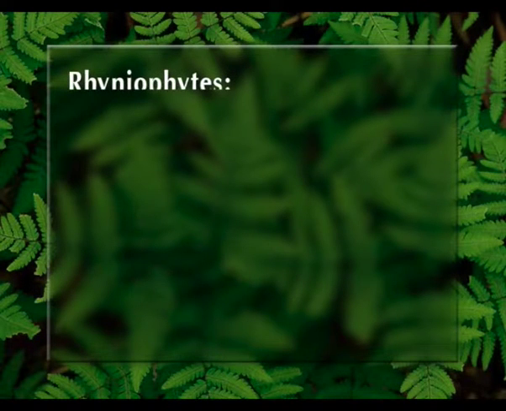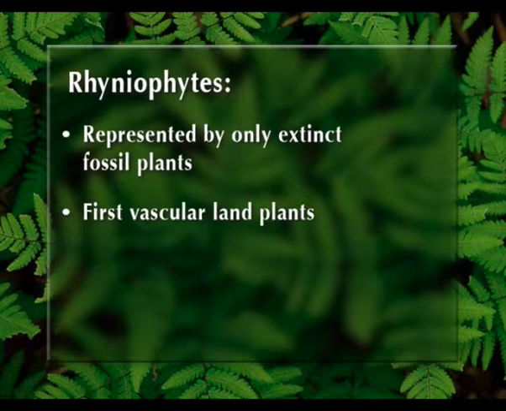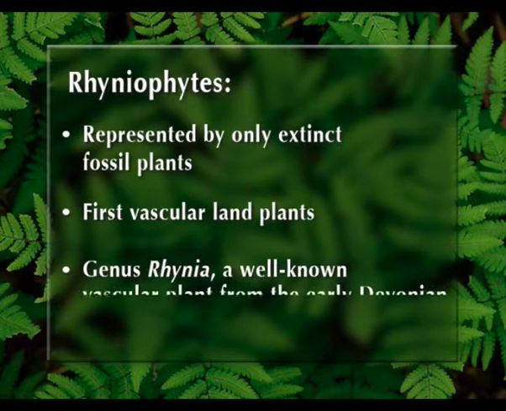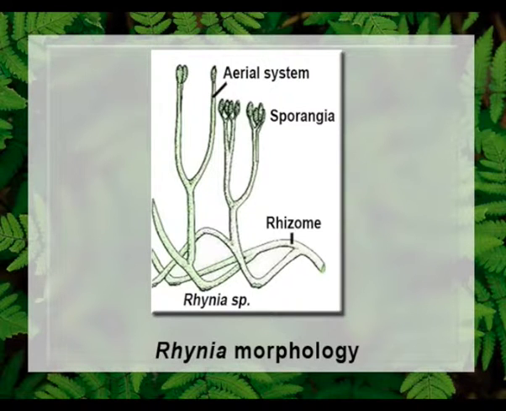Number first, Rhyniophytes. The Rhyniophytes, represented by only extinct fossil plants, were among the first vascular plants. It includes the genus Rhynia, a well-known vascular plant from the early Devonian, about 410 to 360 million years ago. The sporophyte consisted of dichotomously branched axes that bore terminal sporangia.